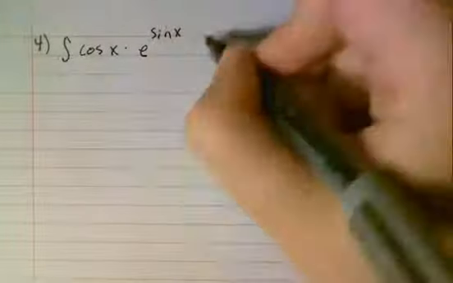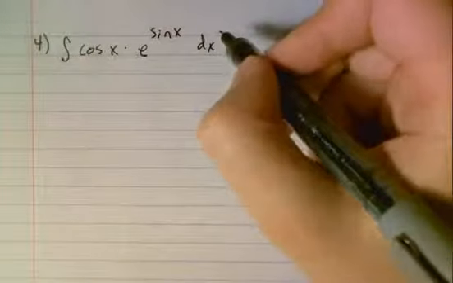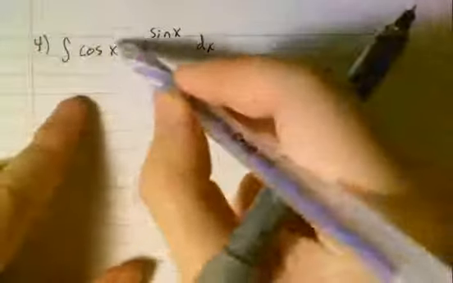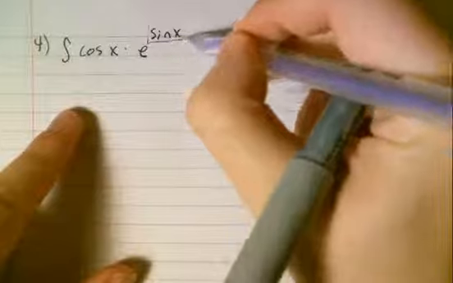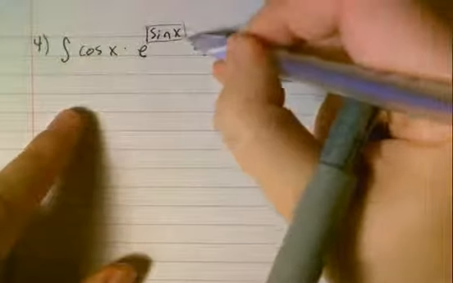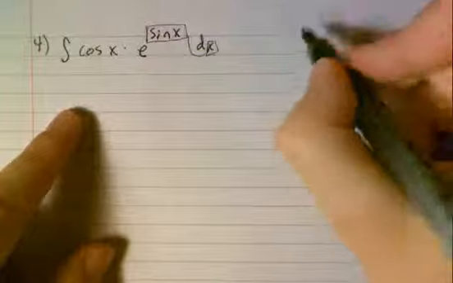Here's another example. Let's say we're trying to take the antiderivative of the cosine of x times e to the sine of x, and that's with respect to x. So we see a box function here, but all that's inside it is x, so there's no need for it. E to the something is a box function, and there's a sine x there instead of an x, so that's a good candidate for our u.